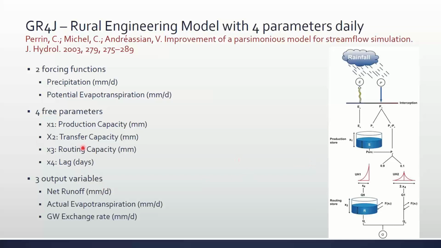X1 and X2, the production capacity and transfer capacity, are the two main parameters that control the mass balance in your model. This is where you're gaining or losing mass through actual evapotranspiration or groundwater transfer. The routing capacity will influence a little bit your groundwater transfer, but routing capacity and the lag mostly influence the shape of the hydrograph. And you have three output variables.